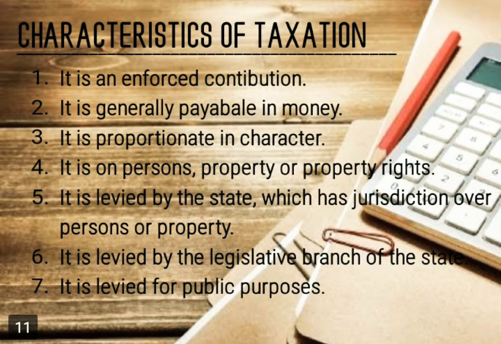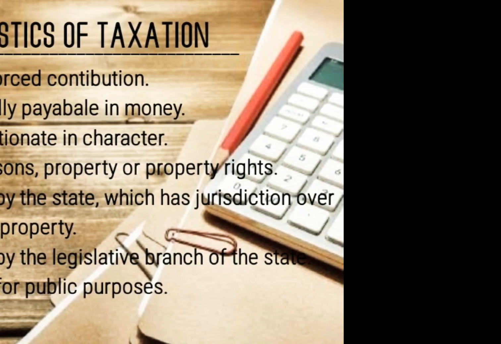The sixth characteristic is it is levied by the legislative branch of the state. There must be a law enacted by Congress before assessment and collection may be implemented. The power of taxation may be delegated by Congress to local government units subject to conditions and terms prescribed by law. And lastly, it is levied for public purposes. It is intended to raise revenues for public purposes. It is considered for public purposes if the proceeds are used for the support of the government or for the welfare of the community.